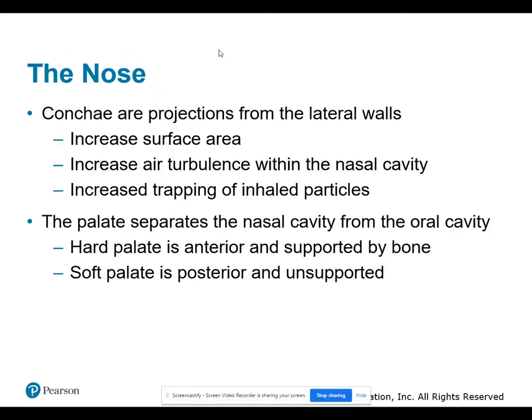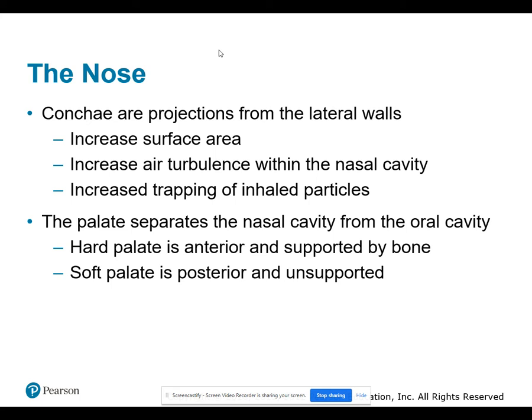Now, your nose also has some conchae, otherwise known as projections, and these projections are very helpful in helping trap these particles. The way they do this is they help increase your surface area. So when air is blowing through your nose, it creates an air turbulence, and it causes foreign particles to kind of bounce off things and hopefully gets trapped in that mucus that's located in your nose.